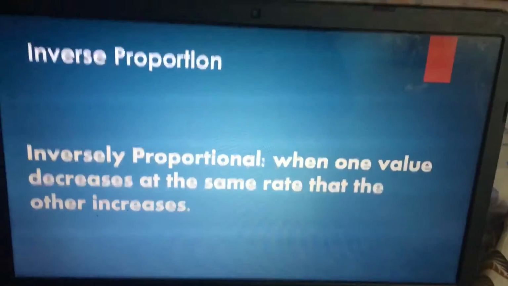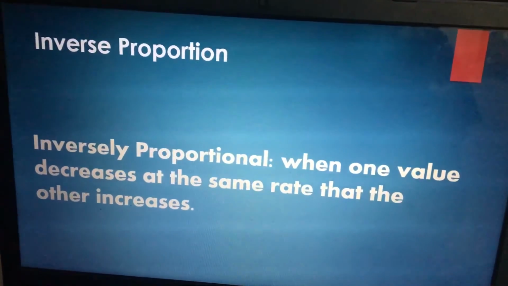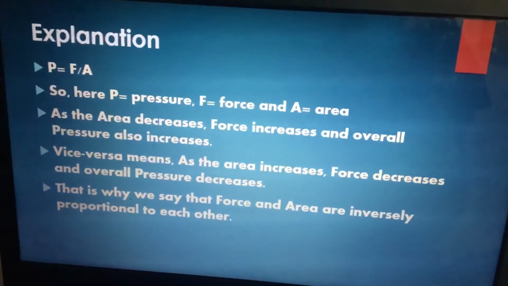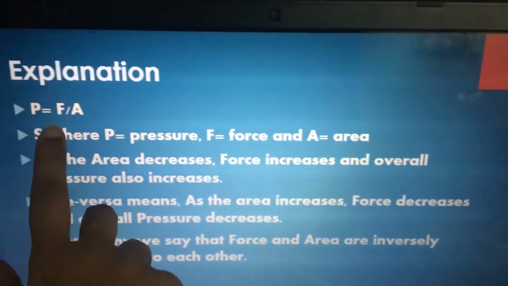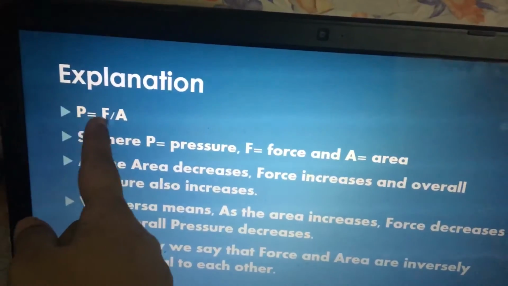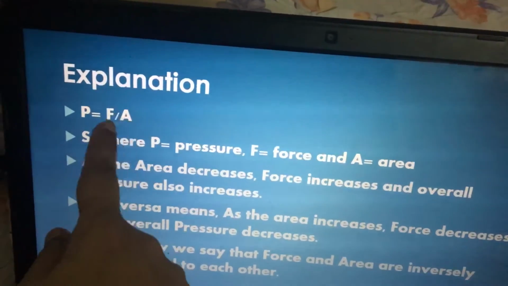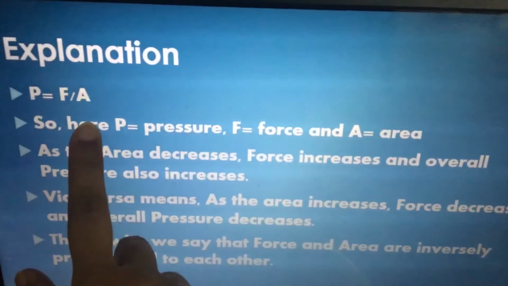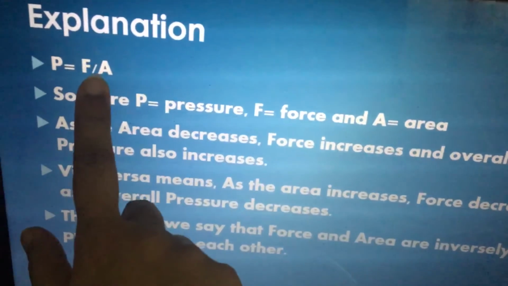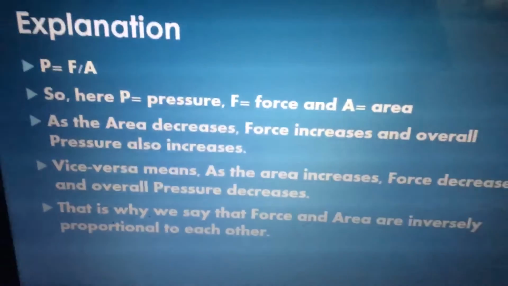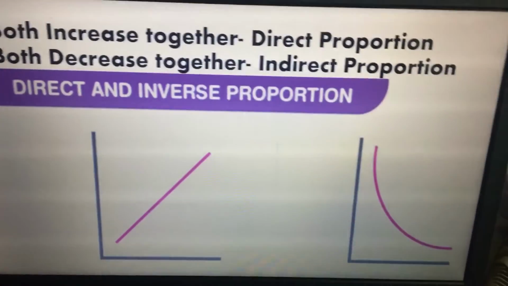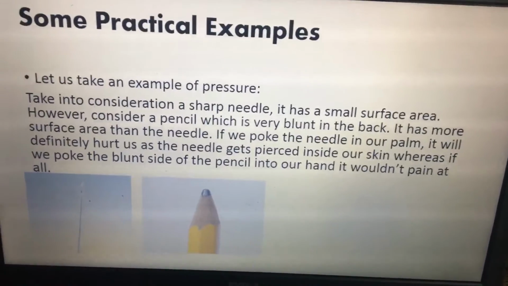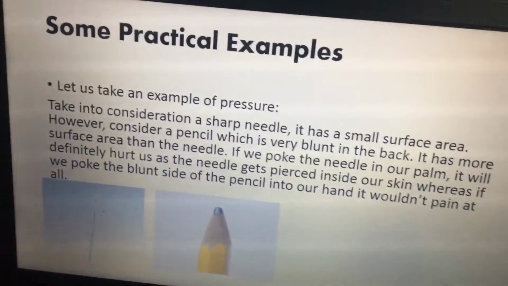What I told today is there is an inverse proportion, that is, as one quantity increases, the value of the other decreases, and vice versa. Here I have explained, as the pressure increases, the force and area are inversely proportional. That is, if you apply more force, the area will be less. If you apply less force, the area will be more. That is what it means. Children, this is how you can show the inverse proportion and direct proportion. I have discussed two examples during my class.